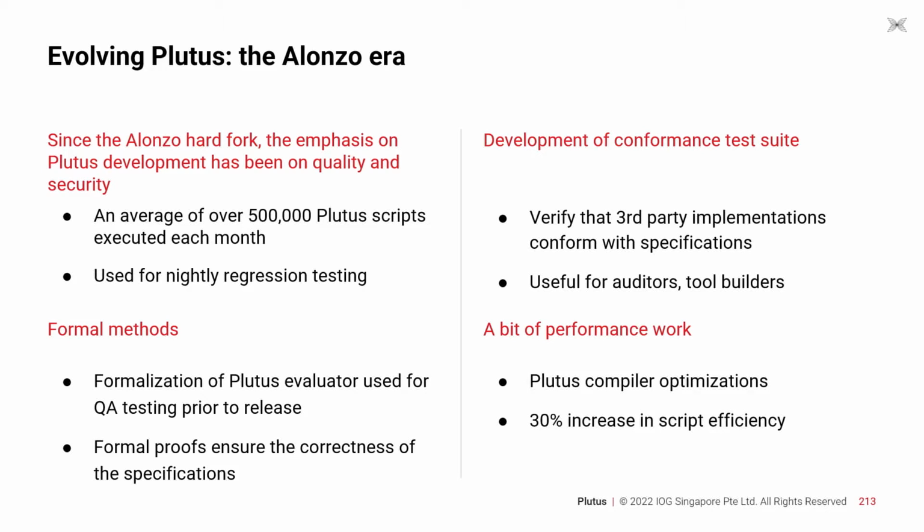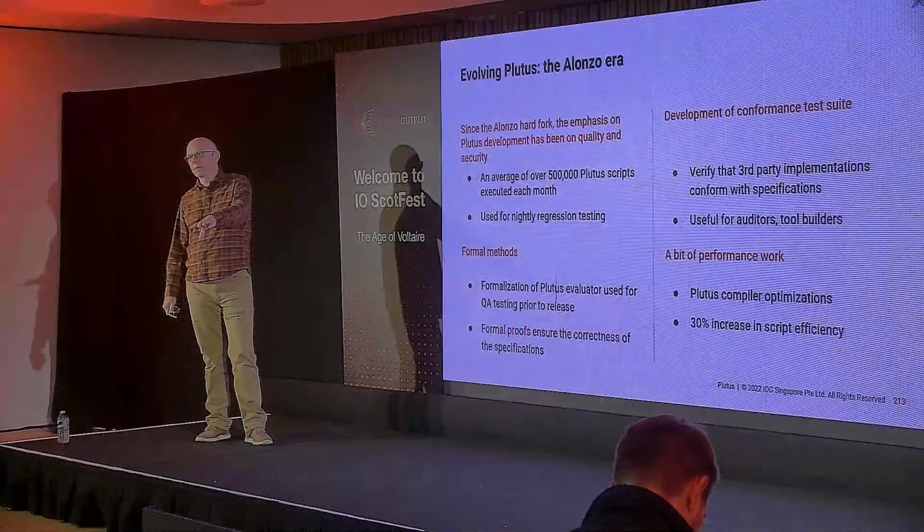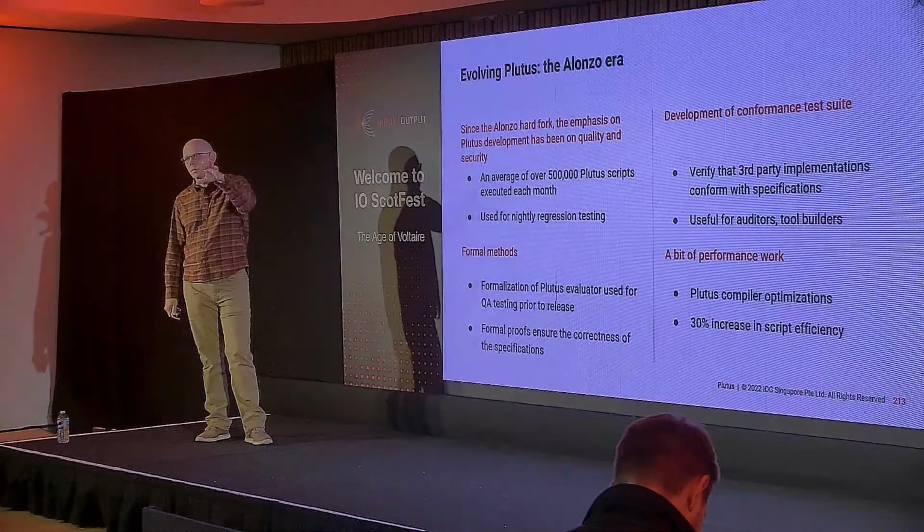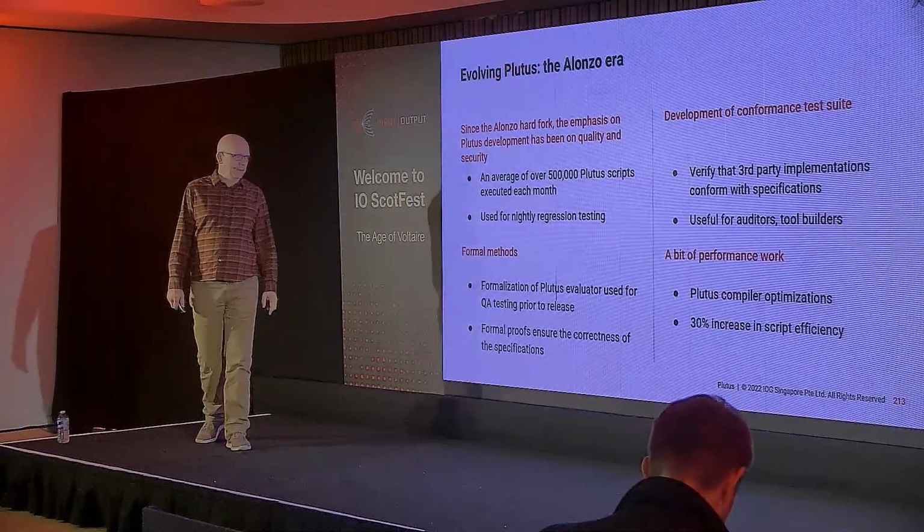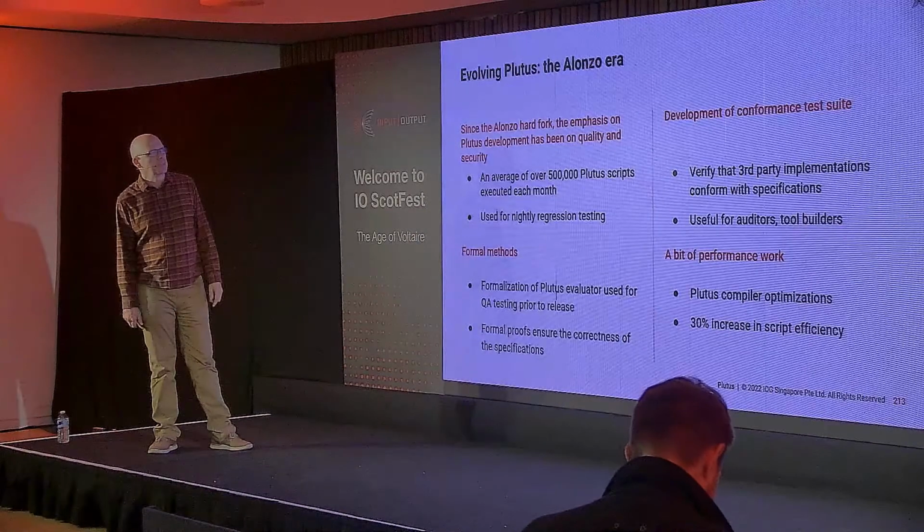Simon talked some more in the previous talk about the formal methods and certification. We also use formal methods in the Plutus team, both for the formalization of the Plutus evaluator. That's another way that we're doing quality assurance testing to make sure that the evaluator conforms to the specifications. And then we also have formal proofs that are derived from the specifications themselves. That's how we make sure that the design of the evaluator conforms to the specifications.